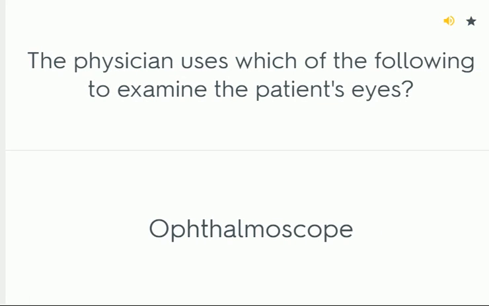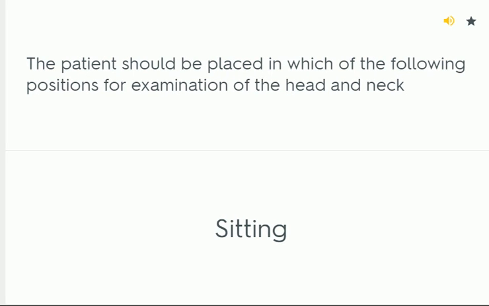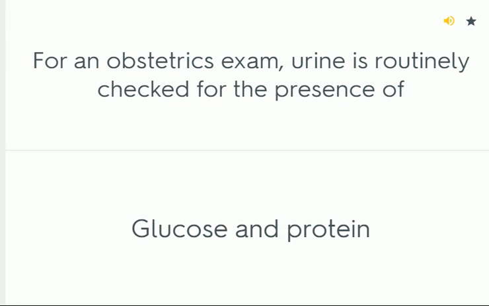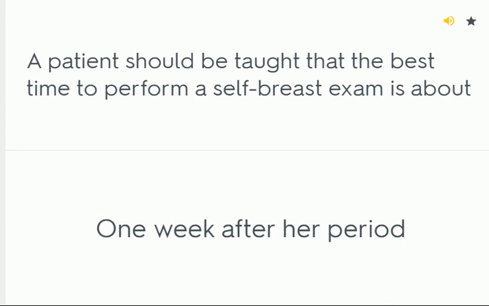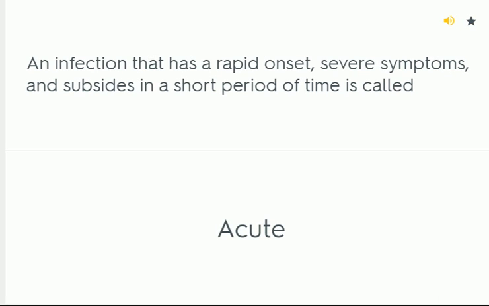The physician uses which of the following to examine the patient's eyes? Ophthalmoscope. The patient should be placed in which of the following positions for examination of the head and neck? Sitting. For an obstetrics exam, urine is routinely checked for the presence of glucose and protein. A patient should be taught that the best time to perform a self-breast exam is about 1 week after her period. An infection that has a rapid onset, severe symptoms, and subsides in a short period of time is called acute.